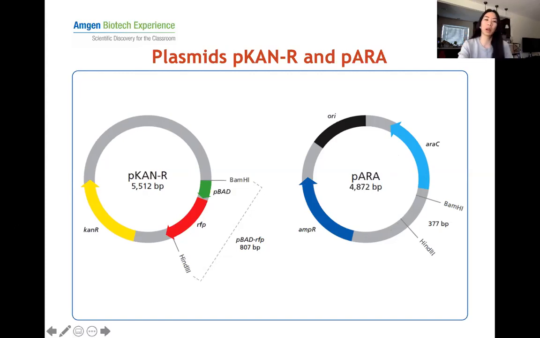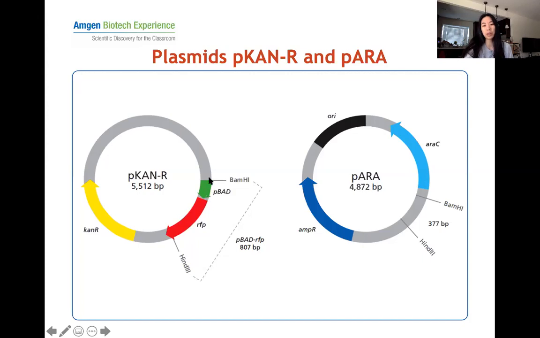The PCAN-R plasmid is the one that has RFP. This is the gene that we're trying to isolate and insert into E. coli cells. RFP would make the protein that would turn the bacteria cells pink.